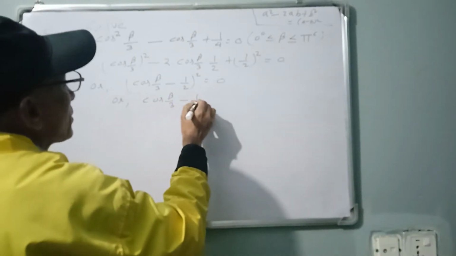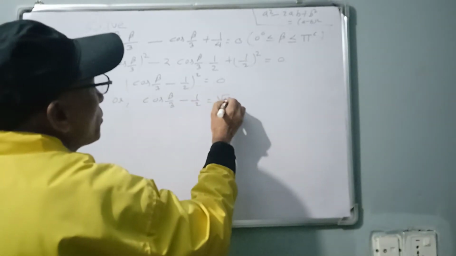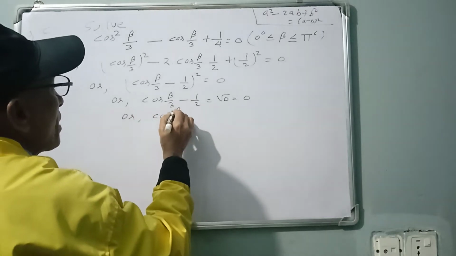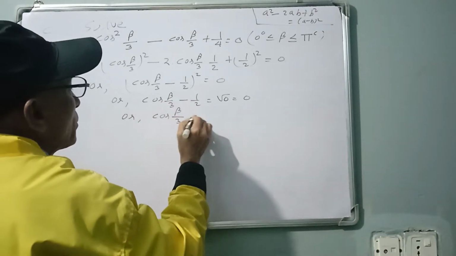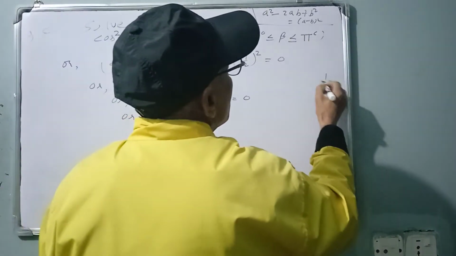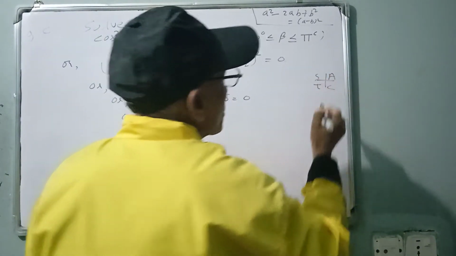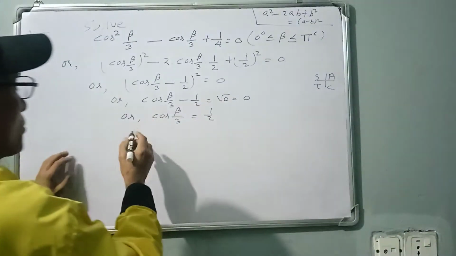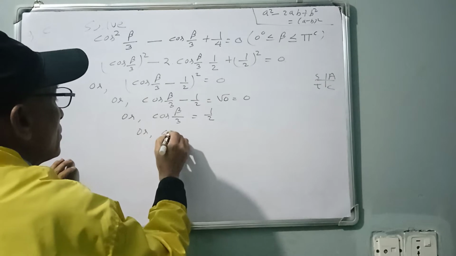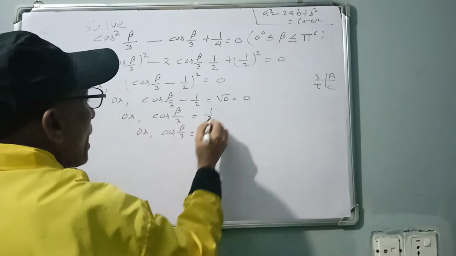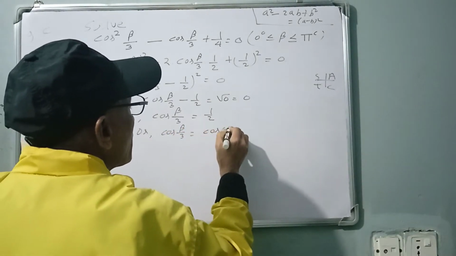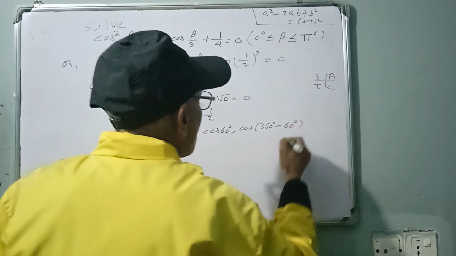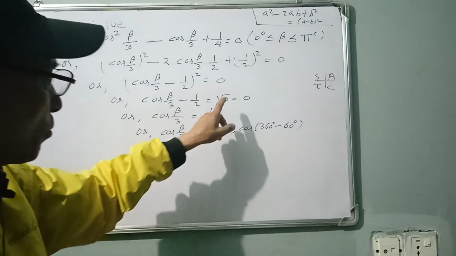Cos beta by 3 minus half equals 0, that is, cos beta by 3 equals half. Again, use the formula. Cos is positive in the first quadrant and the last quadrant, so cos beta by 3 equals half is cos 60 degree and cos (360 degree minus 60 degree), because cos 60 degree is 1 by 2.